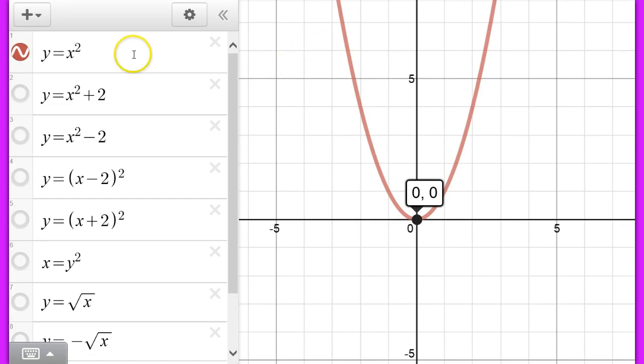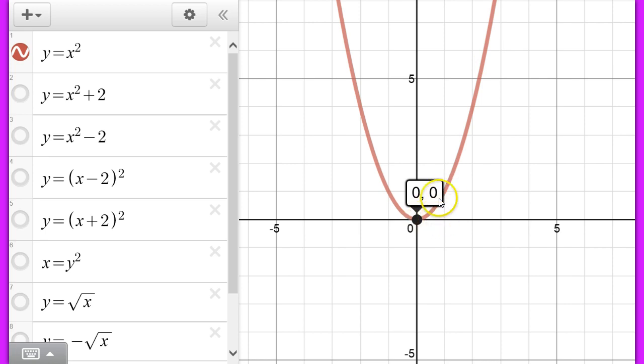y equals x squared. So in red here, I don't think you can see where my cursor is, but I'm hovering over line 1, equation 1. This line is highlighted, so this equation is going to be graphed on the right, and I have the graph in red of y equals x squared. So notice I have a vertex at 0, 0. I also have some distinct points.